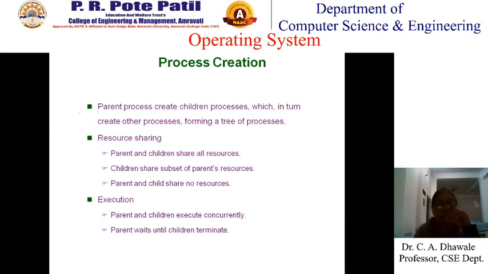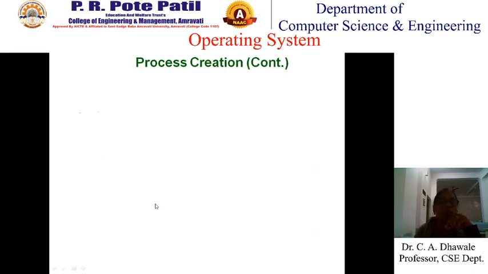Sometimes the parent has to wait until the children's execution is completed. When the children's execution is completed, after its termination, the parent will start executing. So this is about the execution. Got it now? Process creation means the parent process creates the children process, with resource sharing and execution options.